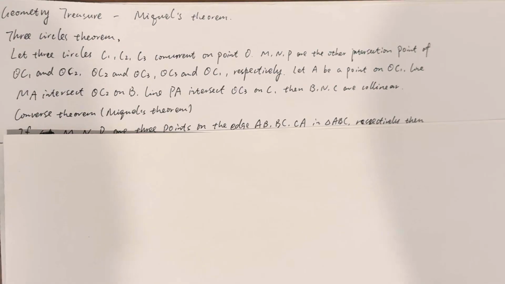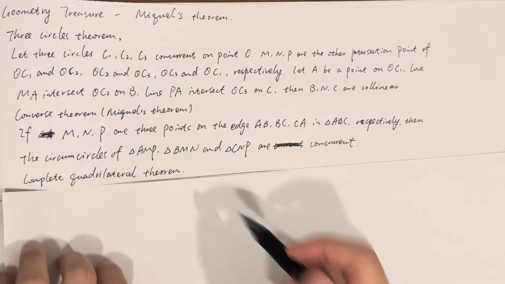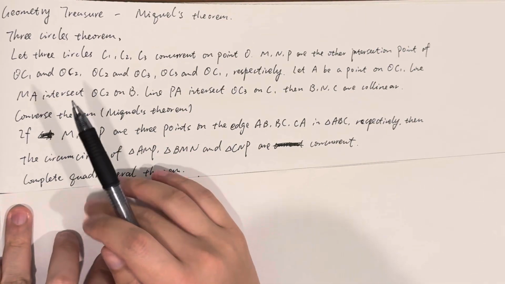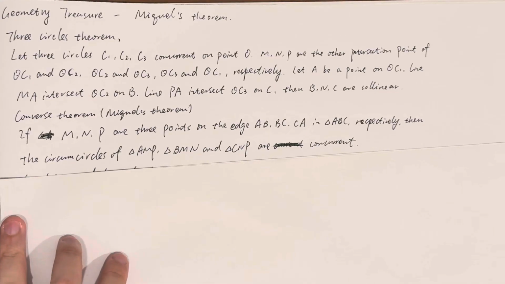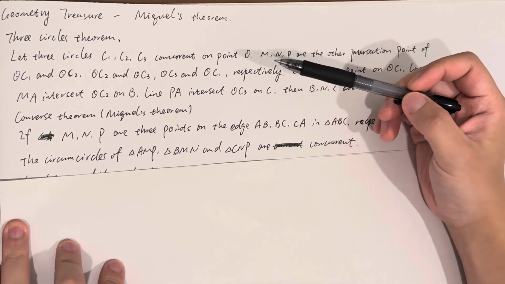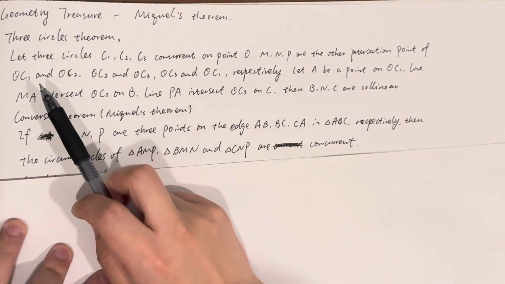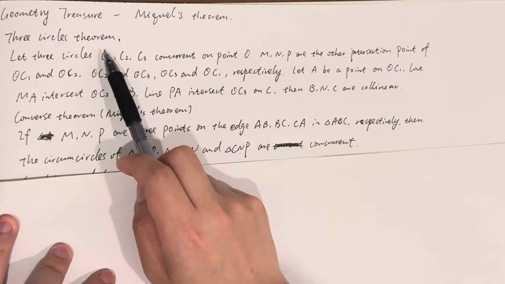So before we talk about the conjugate median, we need to still talk about another topic. That's Miquel's theorem. In this video, we will talk about the Miquel theorem, and also we will talk about the generalization of it. So let's look at the first theorem. It's called the three-circle theorem.